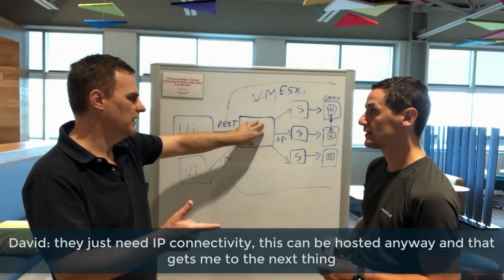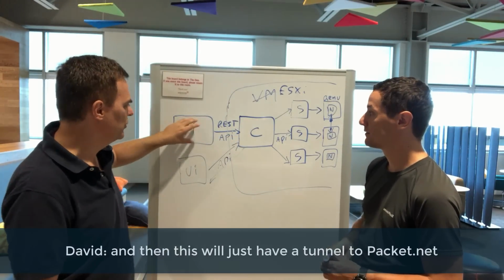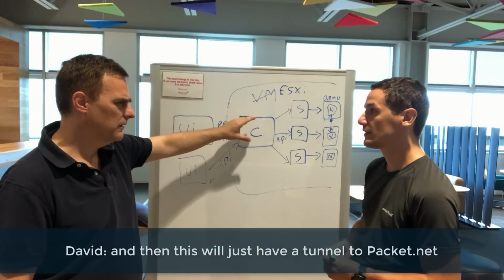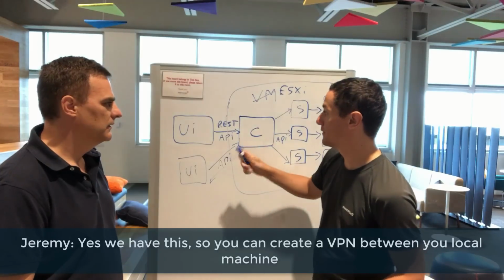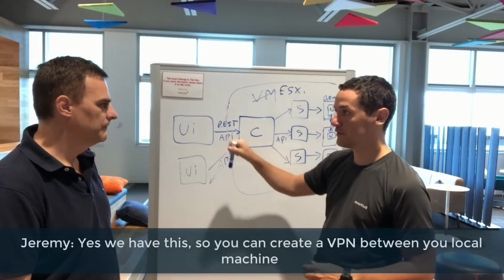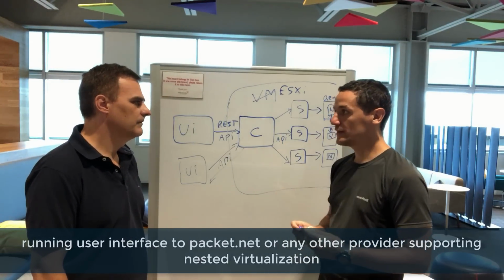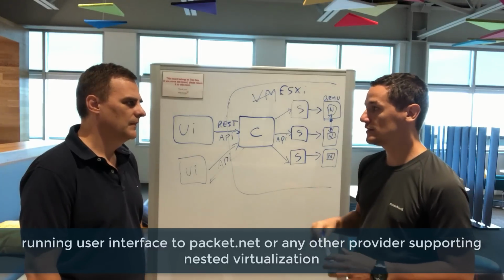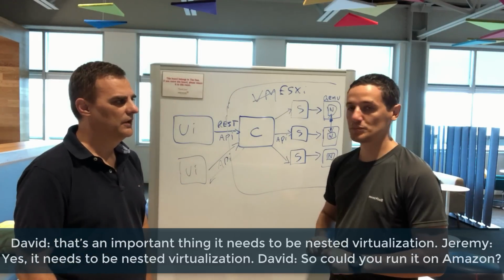And that gets me to the next thing. So this could be hosted on the cloud? Yes. And then this would just have a tunnel to packet.net? Yes. You can create a VPN between your local machine running the user interface and packet.net, or any other provider supporting nested virtualization. And that's an important thing. It needs to be nested virtualization.